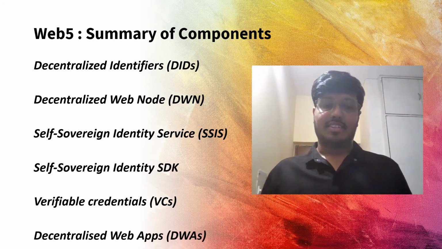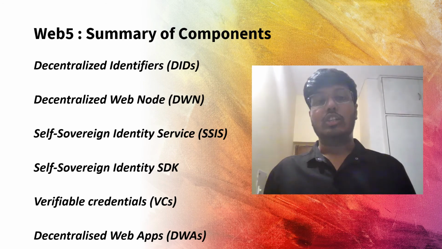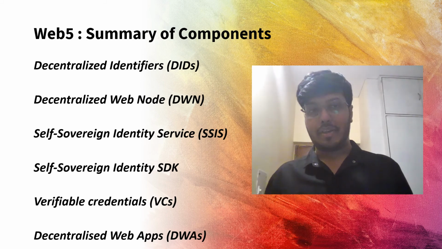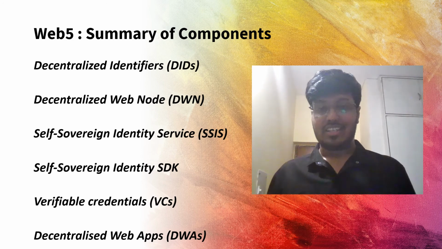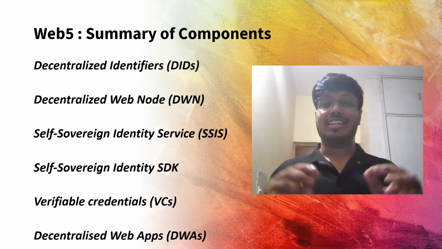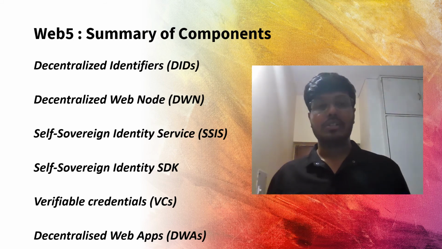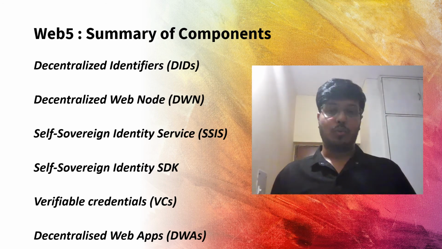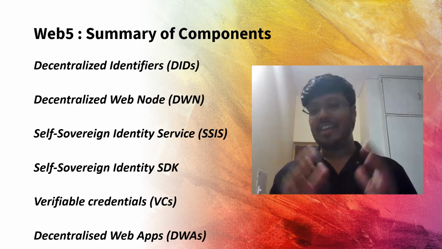And the last is decentralized web apps, or DWAs. Users interact with Web5 using a DWA. This is like a web app with a key difference. Users control their own data and there is no intermediary. This is analogous to the dApps in Web3. This was a complete list of all the important components in Web5.